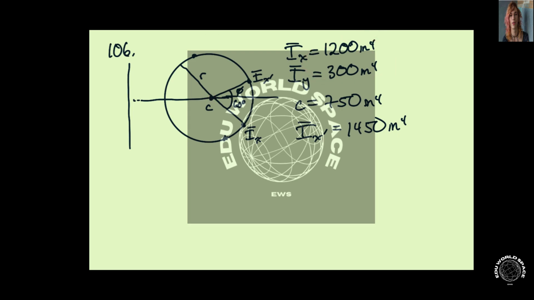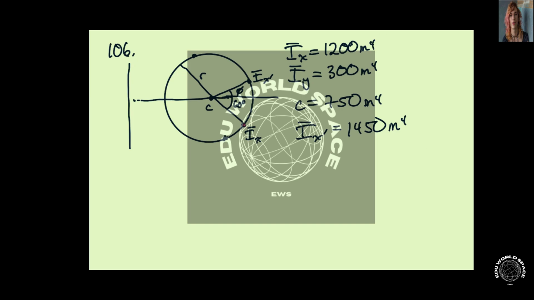We're also told that if we rotate the axes 30 degrees, then our new centroidal area moment about the new x-axis is 1,450 inches to the fourth. So I've tried to draw a Mohr circle. We know where the center is, and we know that if we rotate it 60 degrees, because it's 30 degrees in the axes, we wind up with a slightly bigger area moment about the new x-axis.